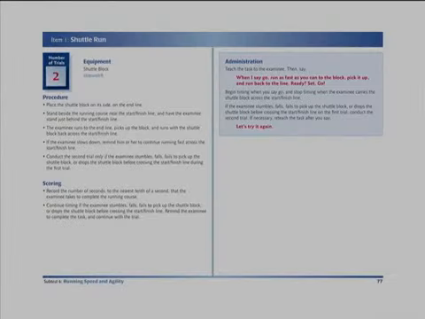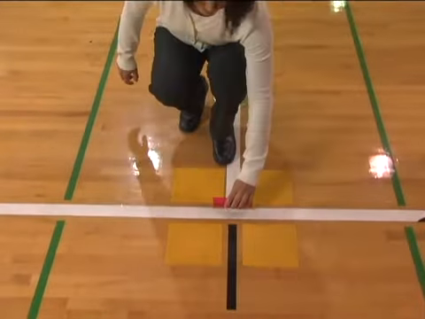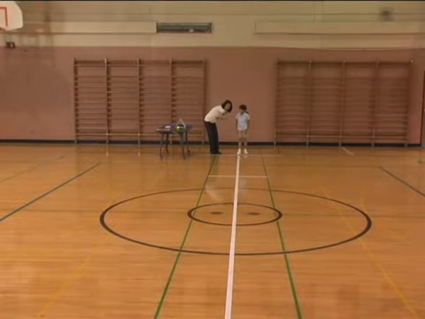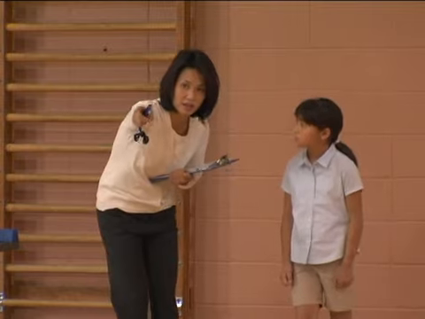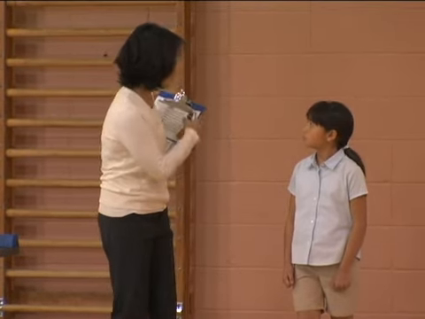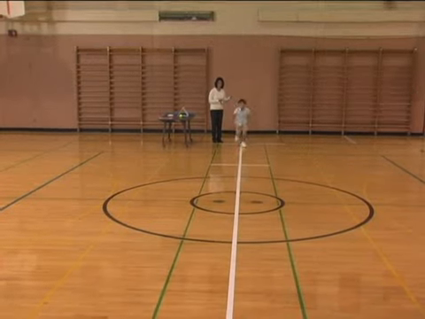Item 1, Shuttle Run. Stand beside the running course near the start line and have the examinee stand just behind the start line. She runs to the end line, picks up the shuttle block, and runs with the block back across the finish line. Note that the start line serves also as the finish line. If the examinee slows down, remind her to continue running fast across the finish line.